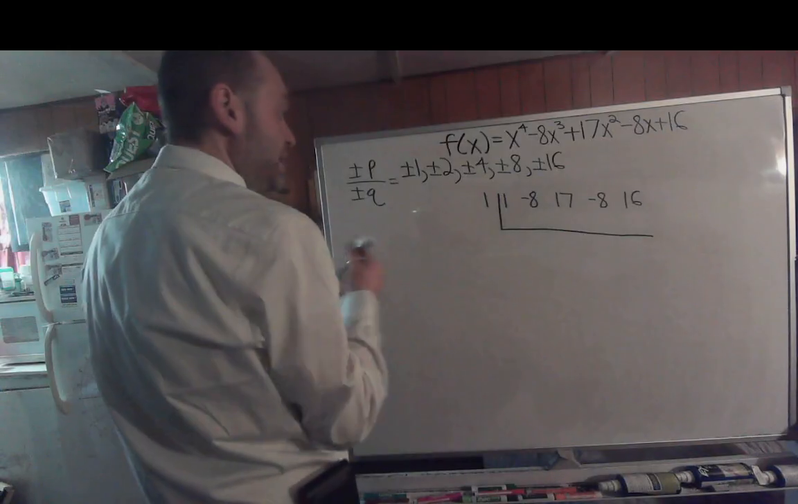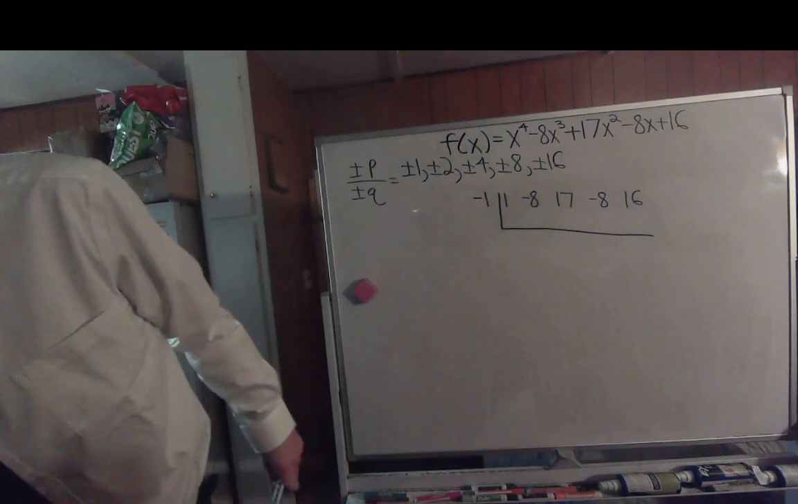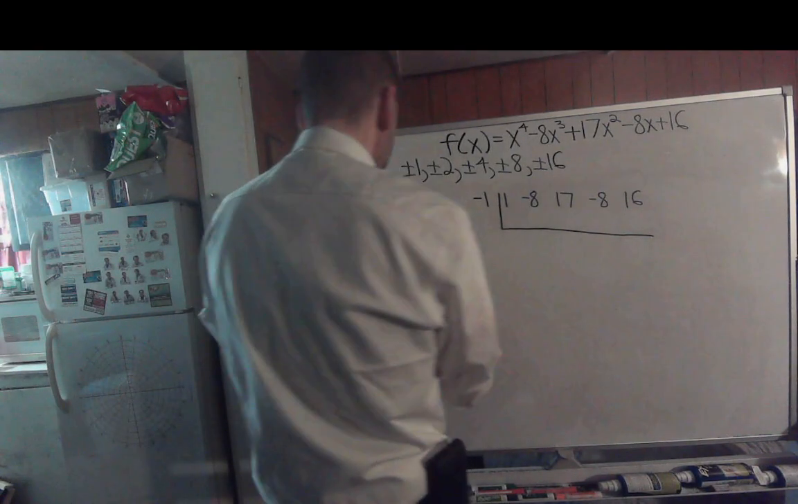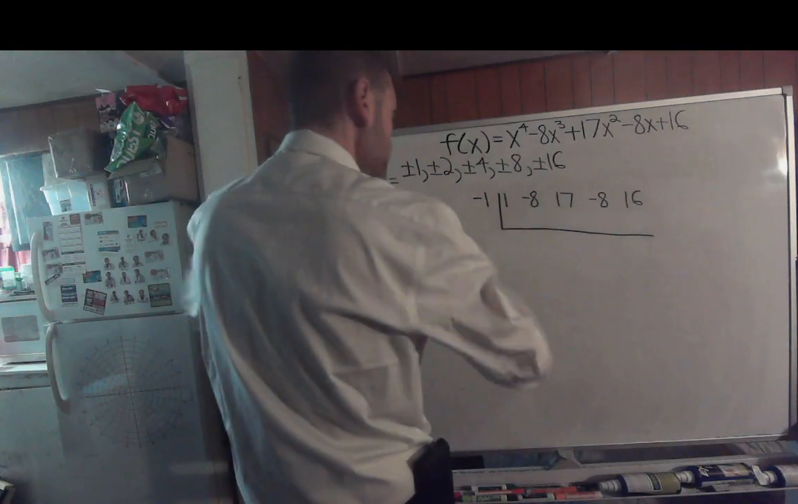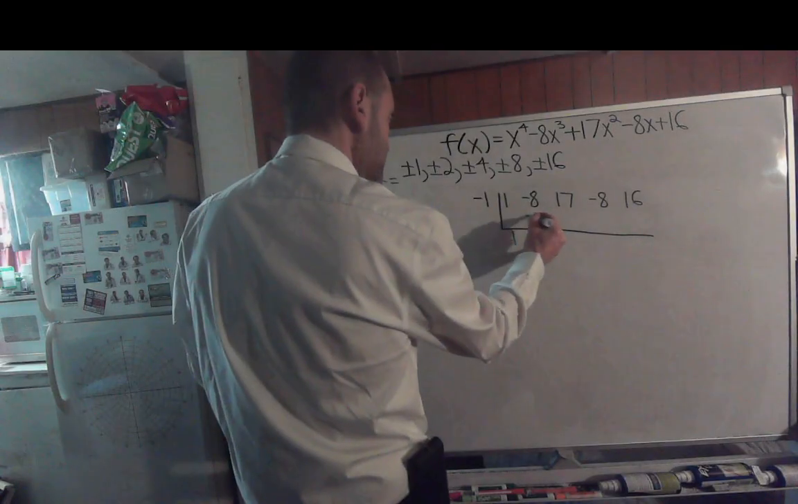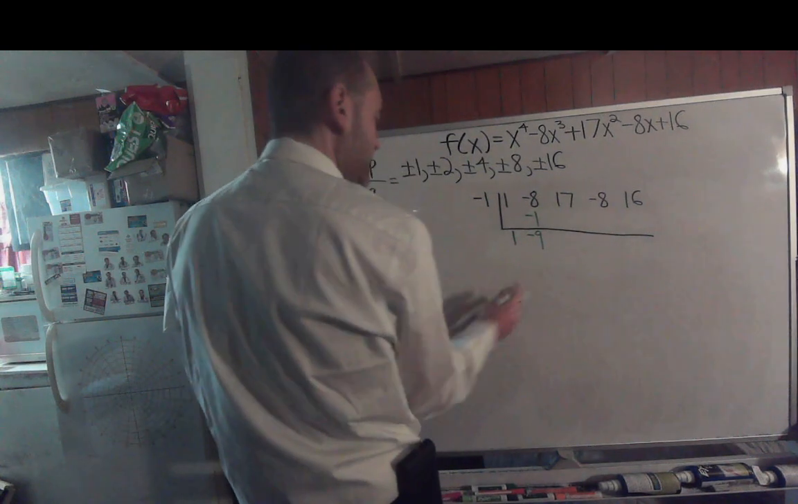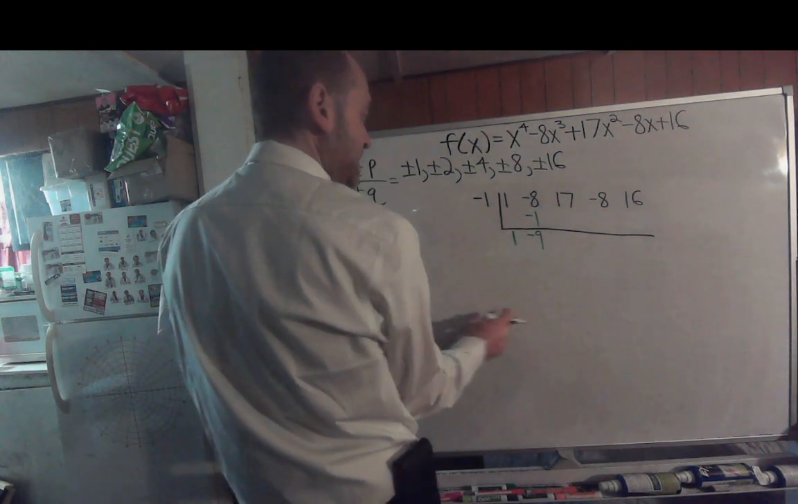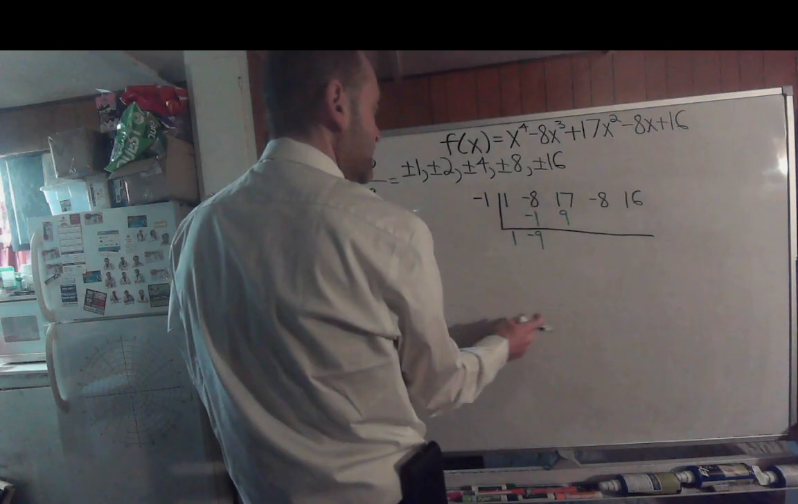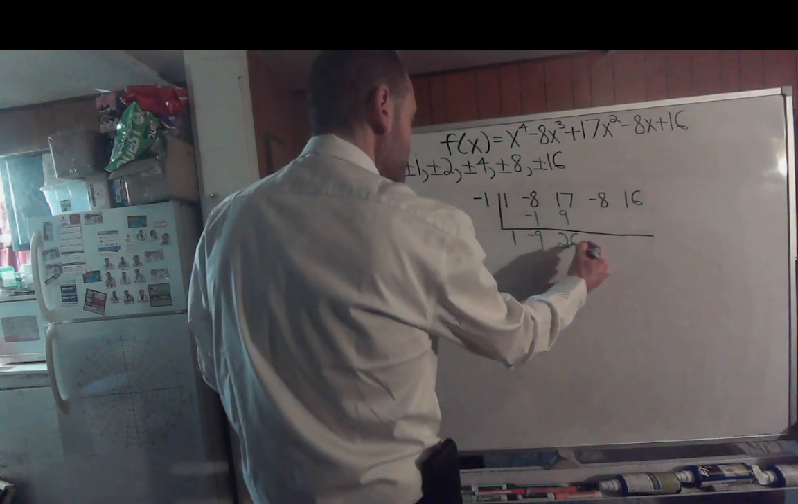Alright, so how about negative 1? Let's give that a try. So bring down the 1 from above. Negative 1 times 1 is negative 1. Negative 8 plus negative 1 is negative 9. Negative 1 times negative 9 is positive 9. Alright, so 17 plus 9 is 26.